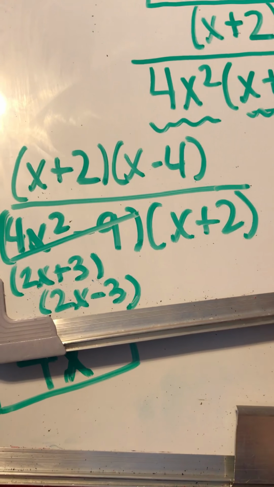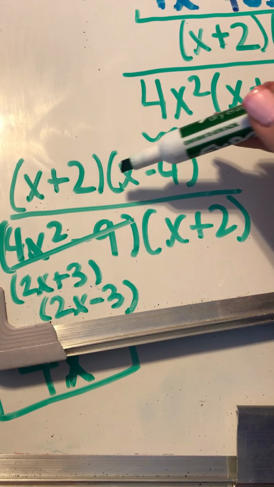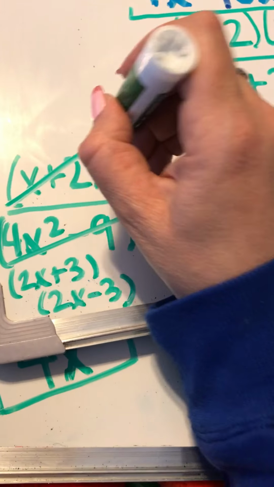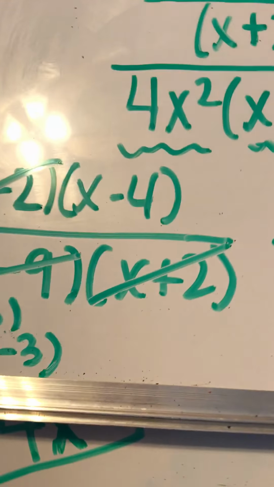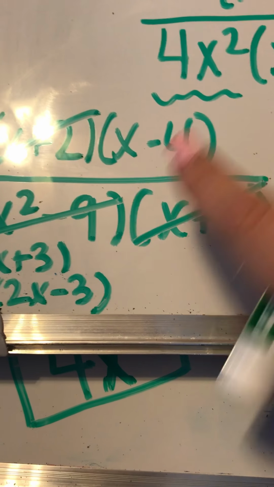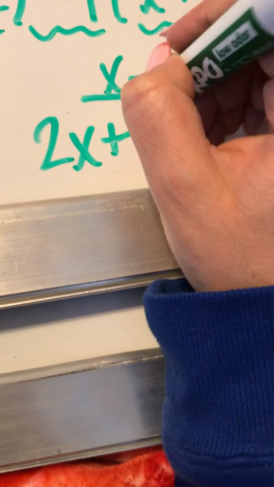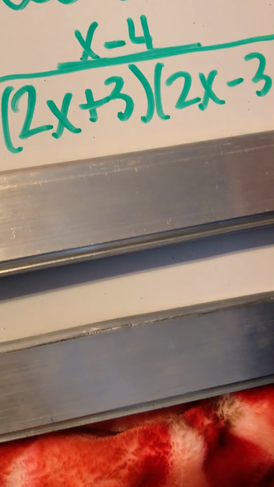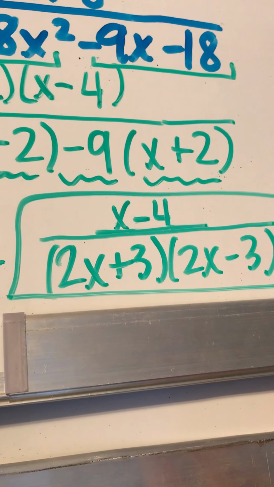Okay, now let's compare our numerator to our denominator. Now, we see that in the numerator, we have x plus 2 and x minus 4. Now, I also have an x plus 2 in the denominator, so I can cancel those two out. And then what we're left with is x minus 4 in the numerator, and 2x plus 3, 2x minus 3 in our denominator position. And that is our simplified expression.